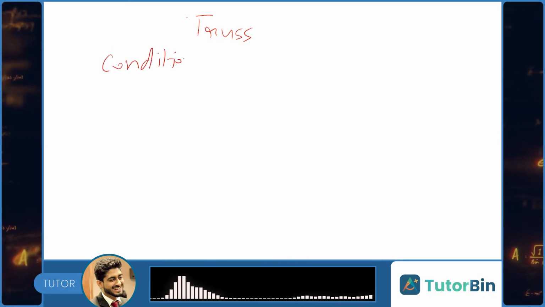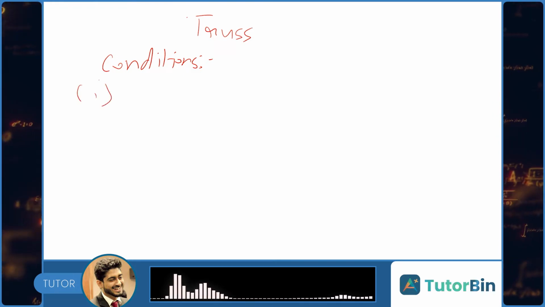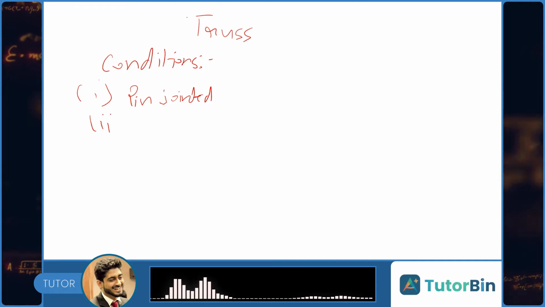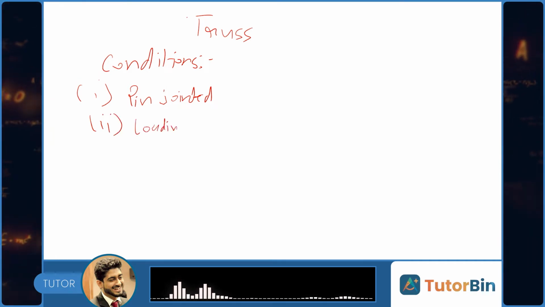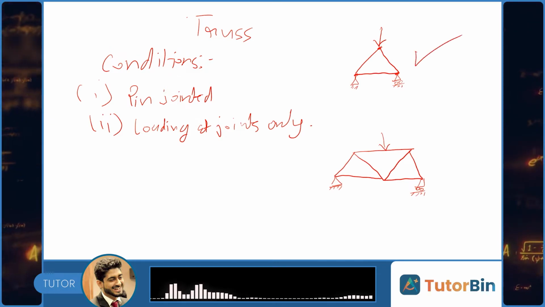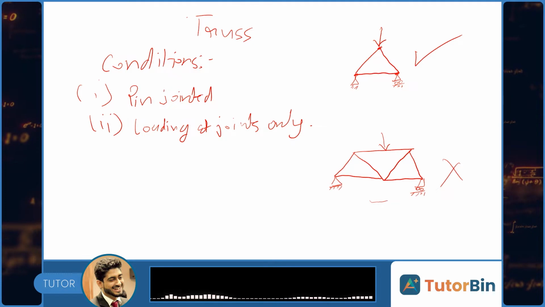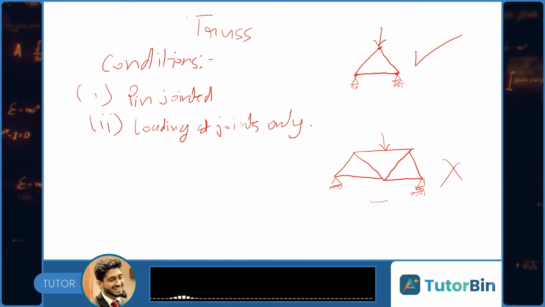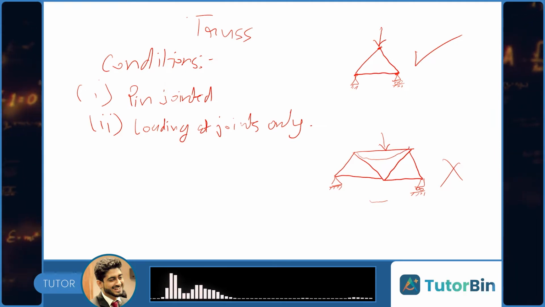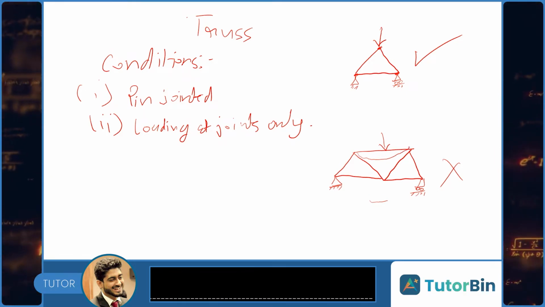There are a few conditions for any structural unit to be called a truss. The first condition is that each and every member should be pin jointed, and the second condition is loading at joints only. So this structure is a truss. This structure will not be termed a truss because here the loading is not at the joints. This loading is at the center, which will cause bending in this member. But a truss carries only tension and compression.